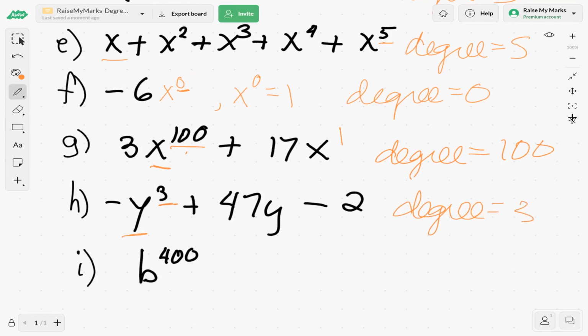And finally, in I, our polynomial is a monomial, one term. b raised to the power 400. Our degree equals 400, so that's the only power that our variable is raised to.